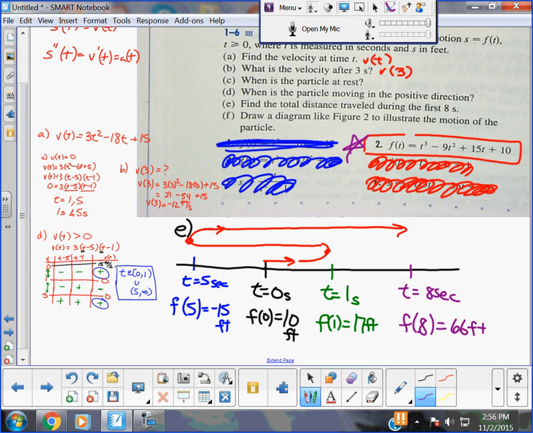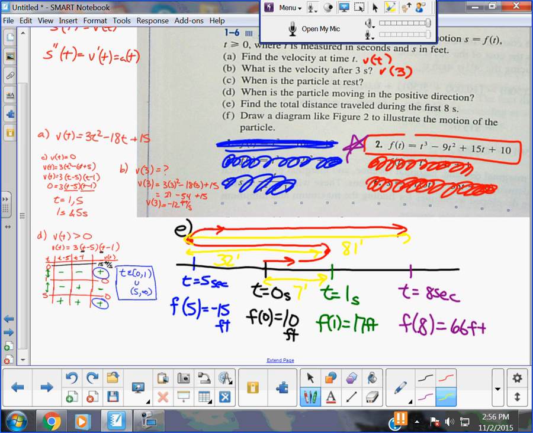Draw a diagram like figure 2 to illustrate the motion of the particle. I just diagrammed the motion of the particle. I needed F to do E in my opinion because now I got to do the total distance. So here I am. Everybody, I travel right here. Do you guys agree that 17 minus 10 is 7 feet? 17 to negative 15 is 32 feet. And then negative 15 to 66 is 81 feet.